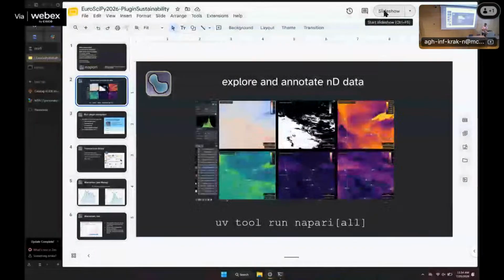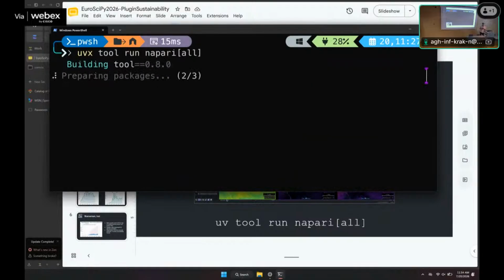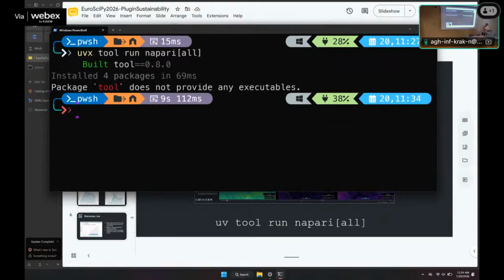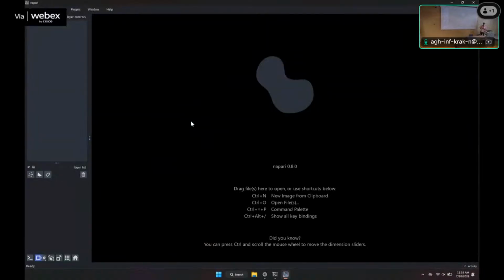And I can briefly show you what napari is. You could try this yourself if you have uv: uv tool run napari, and then you need the all option so that you have the GUI part come in. It'll take a little longer for your first run. Oh no, don't write uvx, that's the wrong command. Napari is a tool written in Python that allows you to programmatically interact with your data, but also to explore n-dimensional data with a GUI.